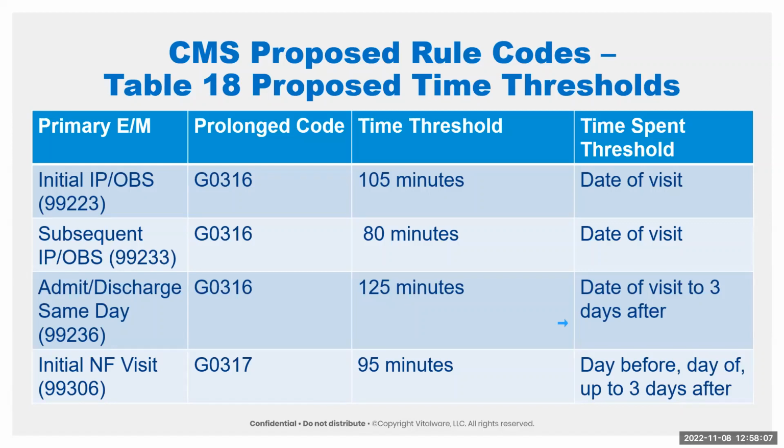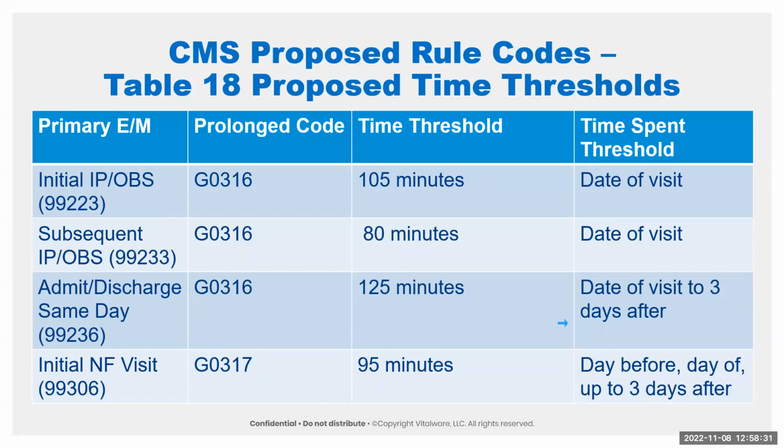Now, when you get to the admit and discharge management for the same visit, you still use the G0316. You have to hit that 125-minute threshold, but you can count the day of the visit and up to 3 days after. Just because they're CMS and they can mess with you that way.